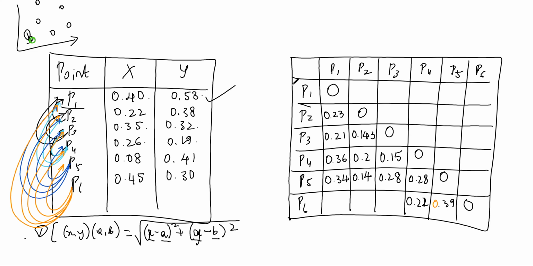0.101. 0.110 or 0.11? 101 I got. Okay, I'll take it as 0.10 itself. Okay, next. P6 to P2. 0.243. Oh, very nice. 0.24. Okay. P6 to P1. 0.23. Yes.